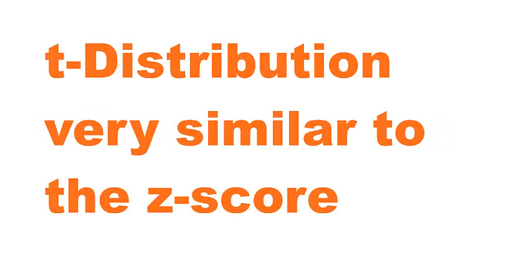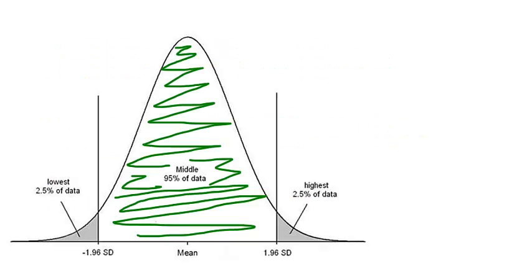The t-distribution is very similar to the z-scores. So first we're going to review that, and then you can compare the two to see how they're very similar. It might help you remember the t-distribution.